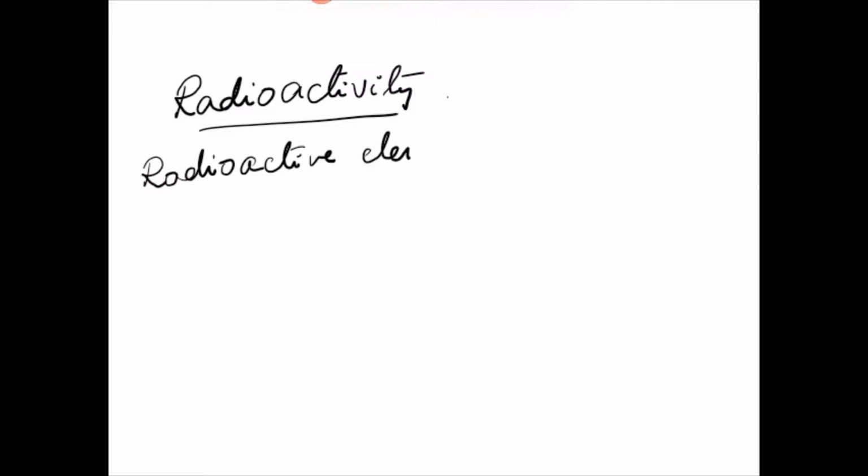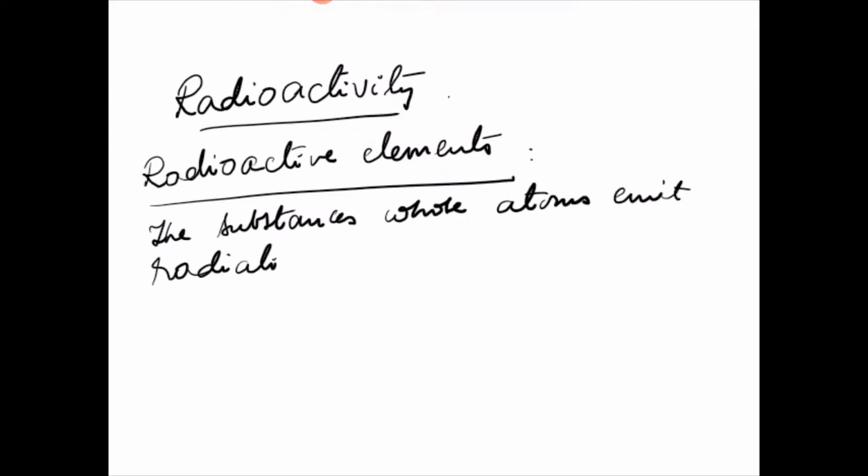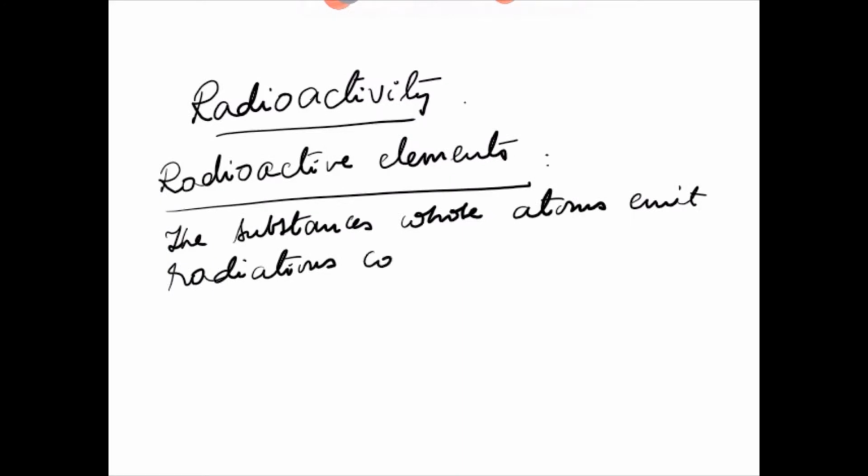Radioactive elements. Now, what are these? The substances whose atoms emit radiations called alpha, beta and gamma radiations.